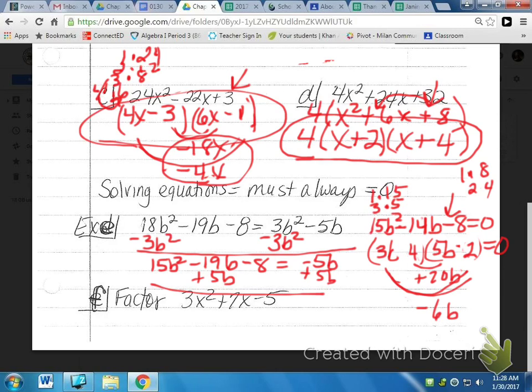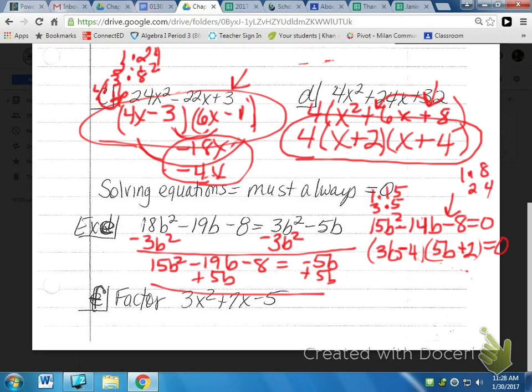So check this out. I got to make this one the minus and this one the plus. So be aware, if you get the right number but not the right sign, change your signs up. So now it's positive 6 and negative 20, and that's what I want.